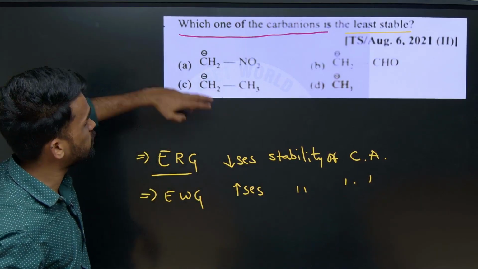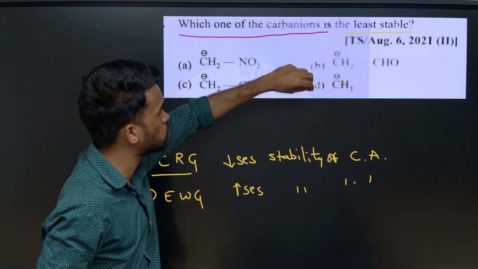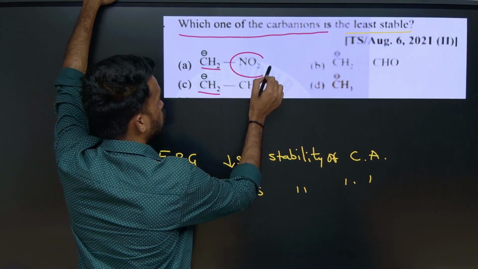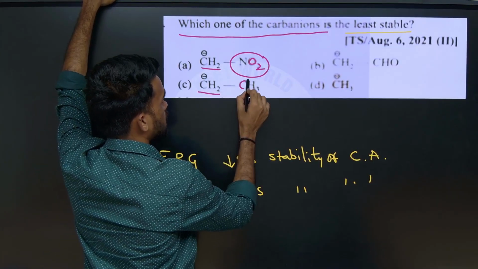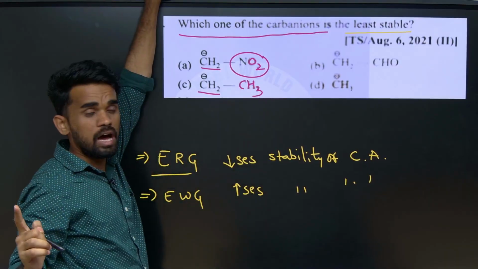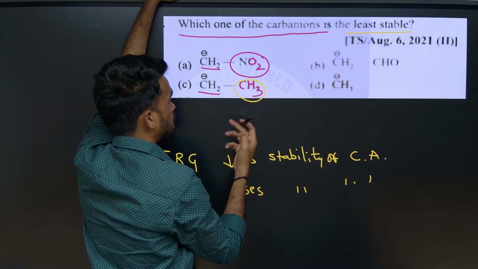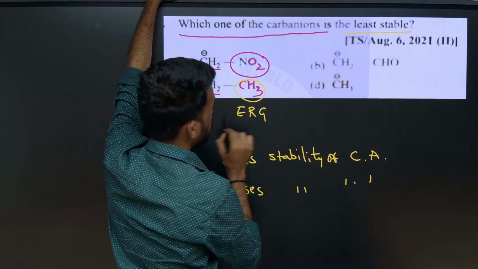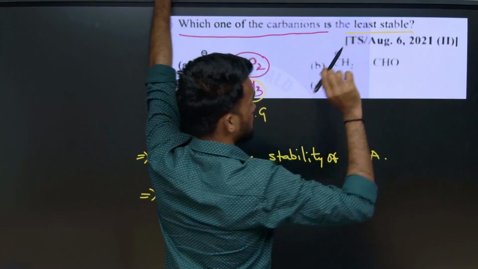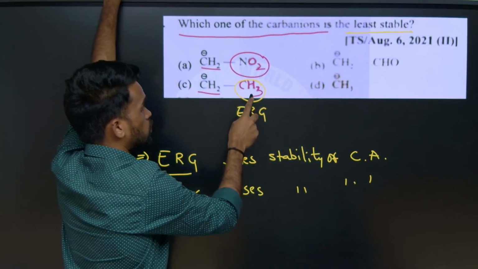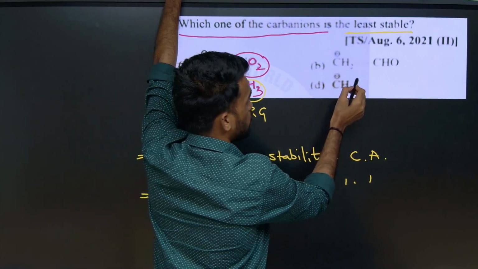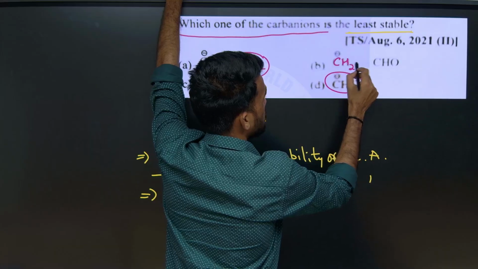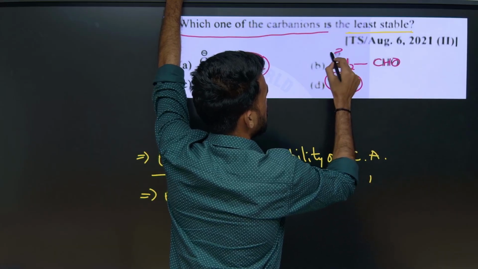Now just identify what kind of groups are attached to these particular carbon anions. In the first case we have nitro group, okay? In the second case it is methyl group. I told you alkyl groups are electron releasing groups. So electron releasing group, okay? See, they are asking about least stable. So now we know that alkyl group is electron releasing group. See, here we have carbon anion only, okay? Here we have CH2 minus and CHO, here negative charge.